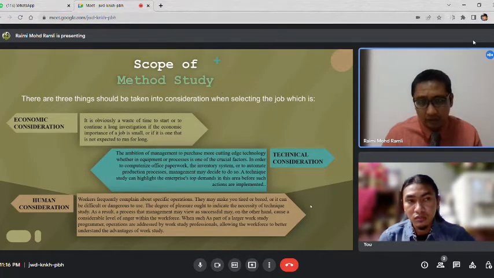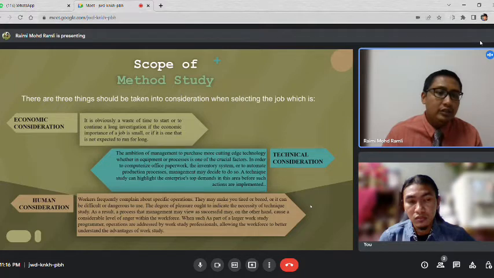The second consideration is technical consideration. The ambition of management to purchase more cutting-edge technology, whether in equipment or process, is one of the crucial factors. In order to computerize office paperwork, the inventory system, or to automate production processes, management may decide to do so. A method study can highlight the enterprise's top demands in this area before such actions are implemented.